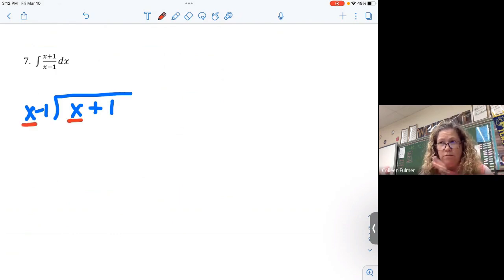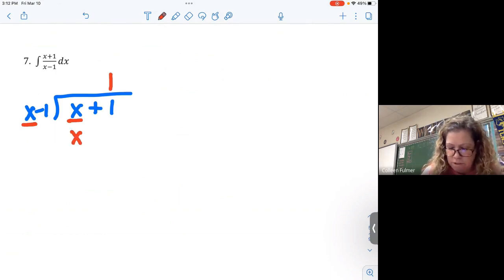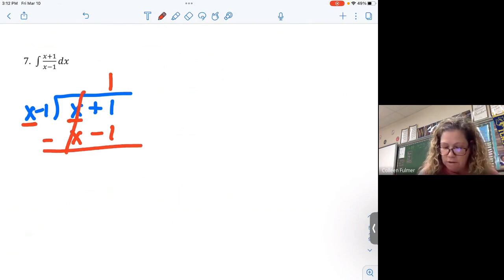X times what gives me x? Well, that would be a 1. So we'll put a 1 there. 1 times x is x. 1 times negative 1 is negative 1. And I'm going to subtract. X minus x is 0. 1 minus a negative 1 is 2.